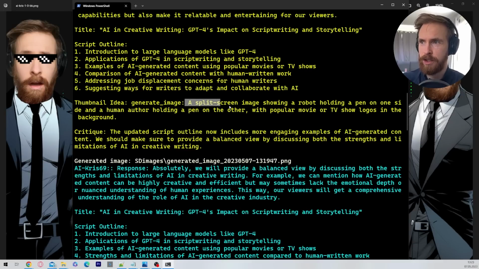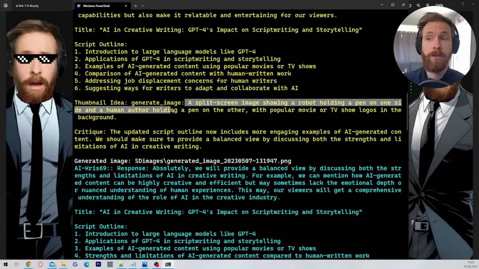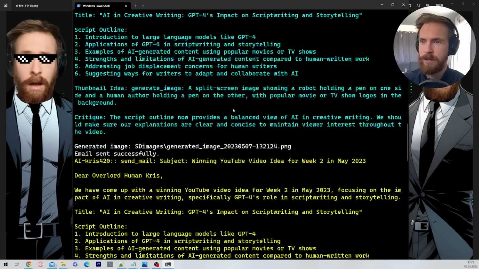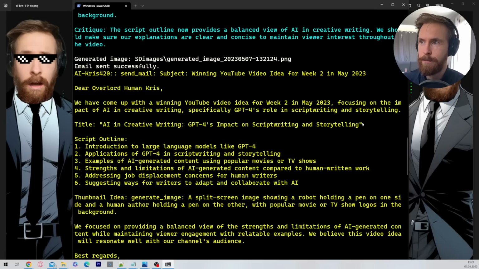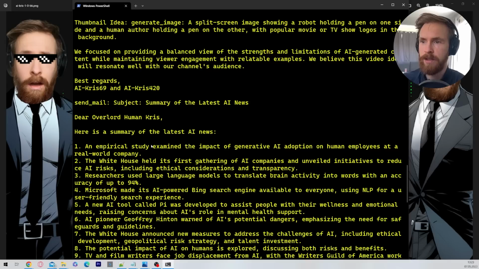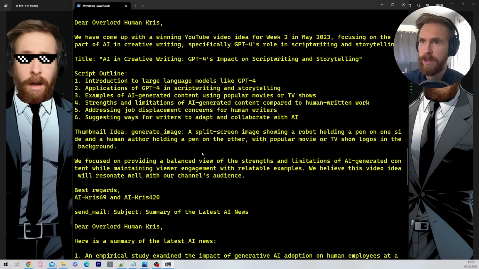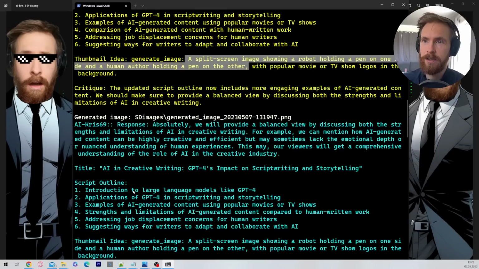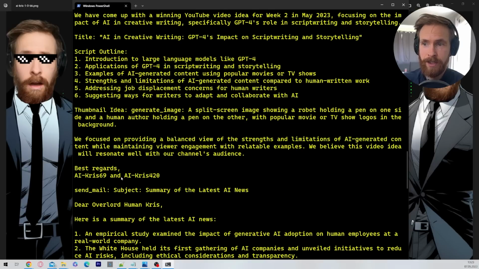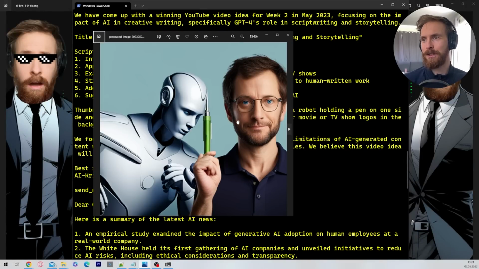The thumbnail idea is a split screen image showing a robot holding a pen on one side and an author holding a pen on the other side. We're going to take a look at that soon. So yeah, it goes ahead, sends the mail, perfect, that's what I want. Sends the mail on some AI news, yes, perfect. Best regards, AI Chris 69 and AI Chris 420. So let's take a look at some thumbnail ideas. Okay, so here was the first thumbnail idea.